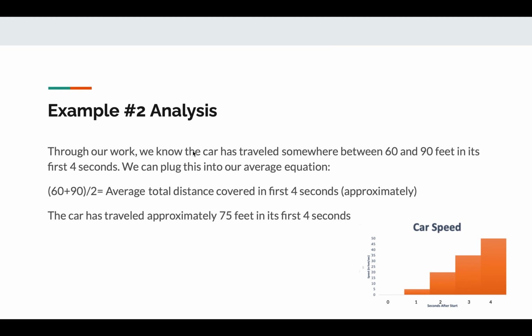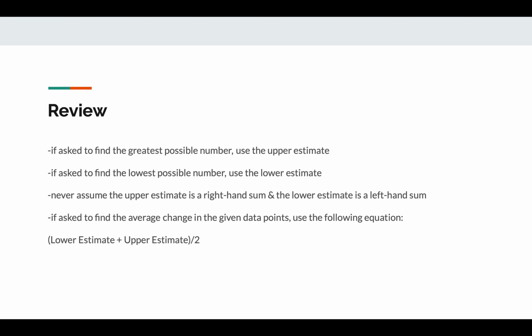Throughout our work, we know that the car has traveled somewhere between 60 and 90 feet in its first 4 seconds, and we can plug this into our average equation. When you do that, you get 150 divided by 2 as your approximation, and that's 75 feet in the first 4 seconds. Now, I just want to review really quickly.